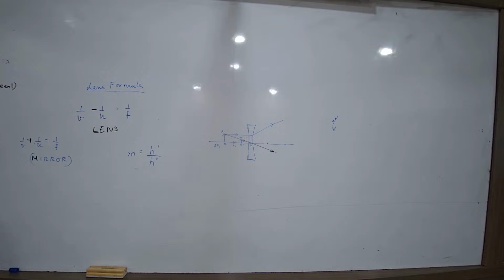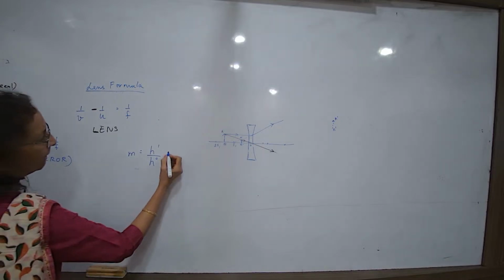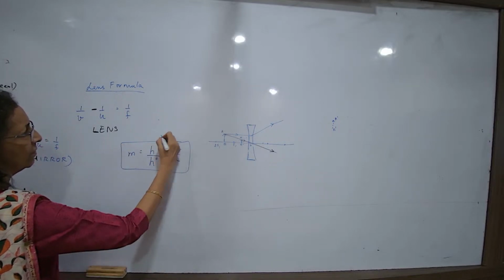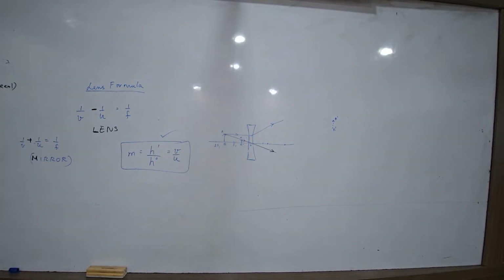Magnification is given by the letter M. H is the height of the object and H dash, or sometimes we call it H prime also, is the height of the image. Magnification is H dash by H. That is also equal to V by U. This is what you should remember. That's all. Write it down.